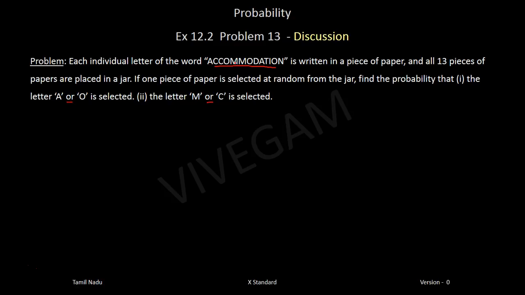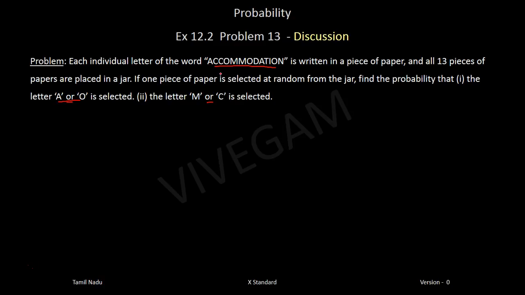So there are 13 letters, out of which A and O all together are the possible outcomes. So how many favorable outcomes are there? 1, 2, because O is also considered a favorable outcome. So 1, 2, 3, 4, 5 outcomes are favorable to you. So the probability of getting A or O is 5 divided by 13.